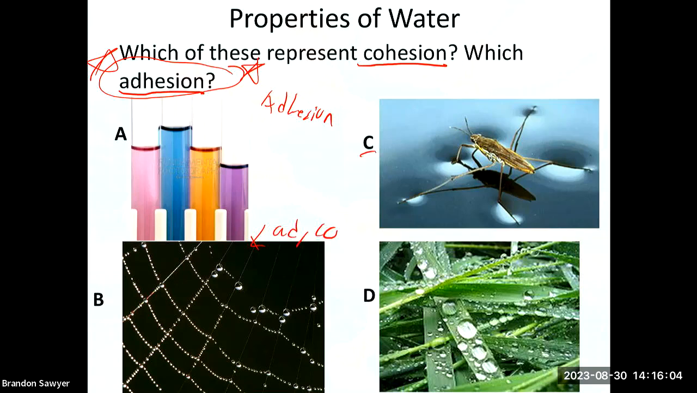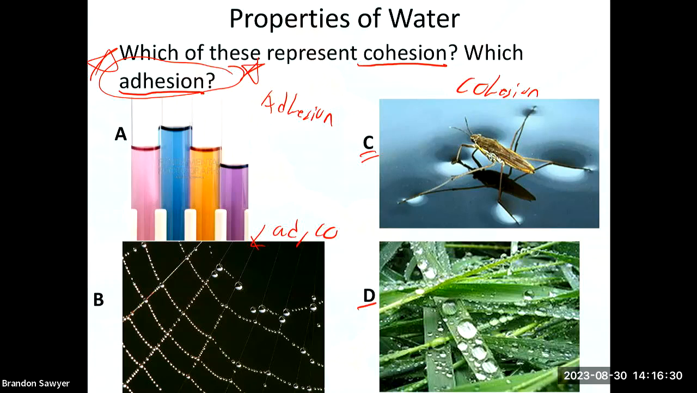Okay, good. What about the water strider here? What do we think? Cohesion, adhesion? Cohesion for sure. So that's surface tension, right? The water strider, the way that it distributes its weight with those long feet doesn't create enough pressure to break the hydrogen bonds between the water molecules, right? So it can just sit right on it. So that one's definitely cohesion.